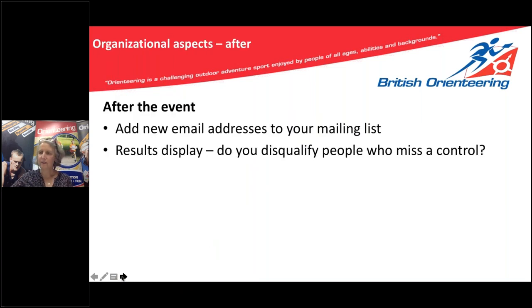So moving on to after the event now, as well as collecting all the email addresses, something else you have to think about is how you display the results. And having said that we prefer linear courses, what do you do when a beginner misses a control? We say mispunched rather than disqualified, which is less discouraging, but there is a more inclusive way that you can display your results. Has anyone heard of Spanish score?